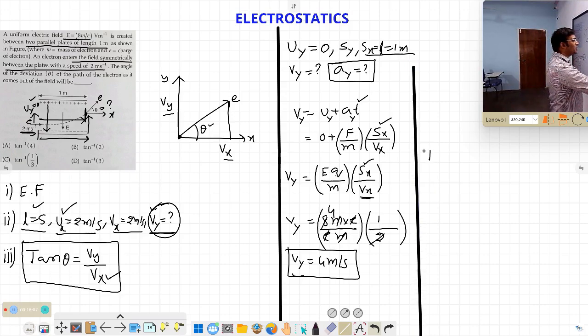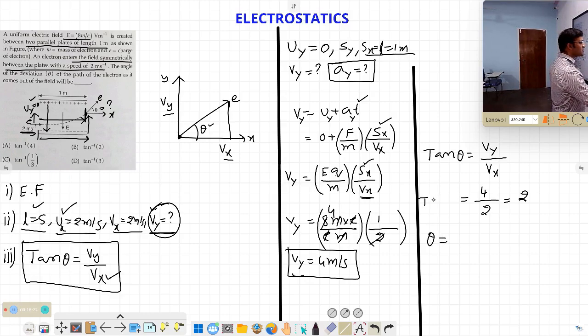So what is the last formula? Tan theta is equal to nothing but vertical velocity by horizontal velocity. Now what is vertical velocity? We got 4. What is horizontal velocity? We have 2. So tan theta is equal to 4 by 2, that is 2. Now theta is equal to tan inverse of 2. That is the answer for your question.